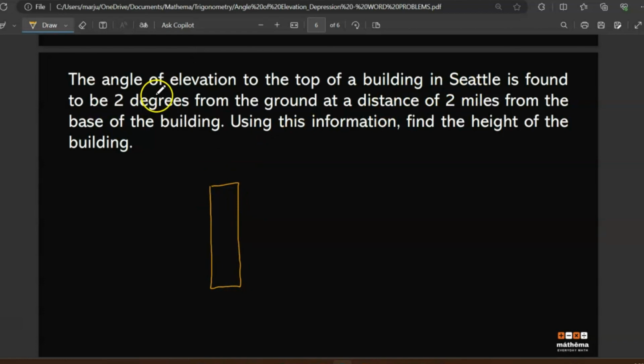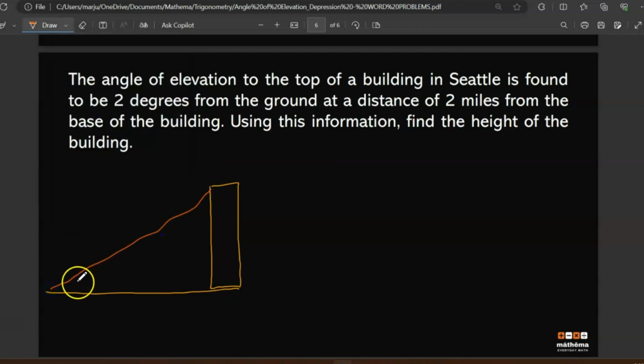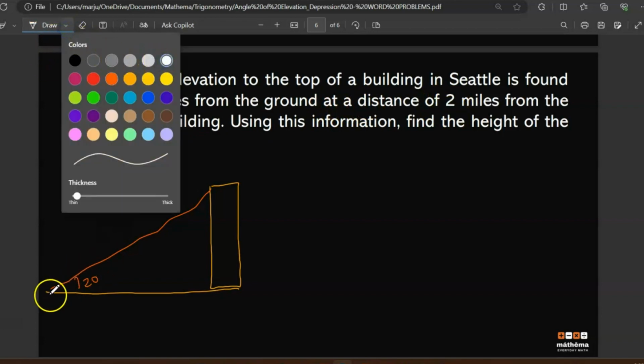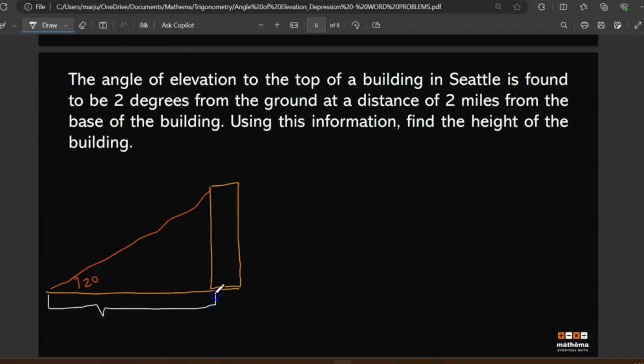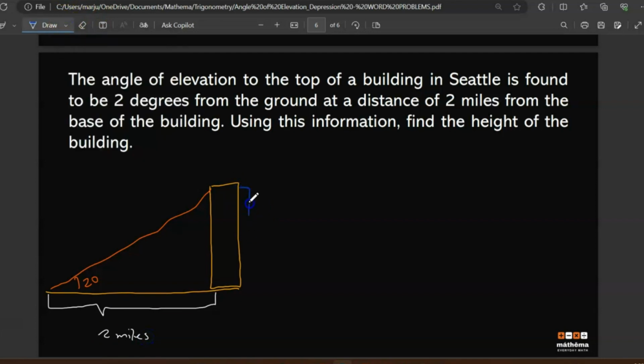And then it is forming an angle of elevation with respect to the ground, if this is our ground, of 2 degrees. And from the ground at a distance of 2 miles, meaning from this point to the building, that is 2 miles. And then we are asked to find how tall the building is. How tall is this building? That will be our x.